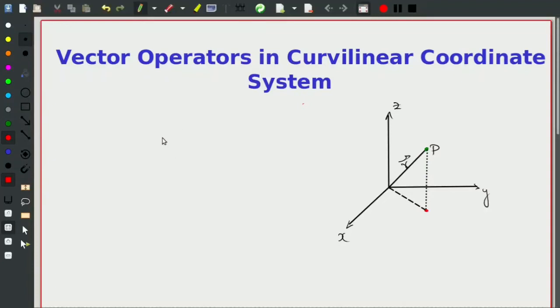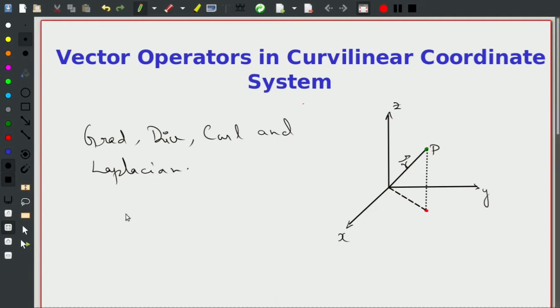So today we are going to discuss vector operators in curvilinear coordinate system. Before going to this, let us revisit some of the concepts of vector operators in Cartesian coordinate system. So we know some of the vector operators. What are the vector operators? We have the gradient operator, divergence, curl, and we also have the Laplacian.